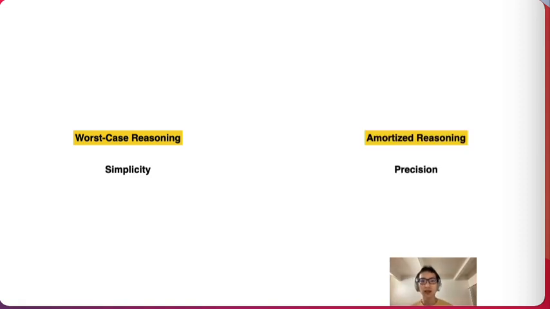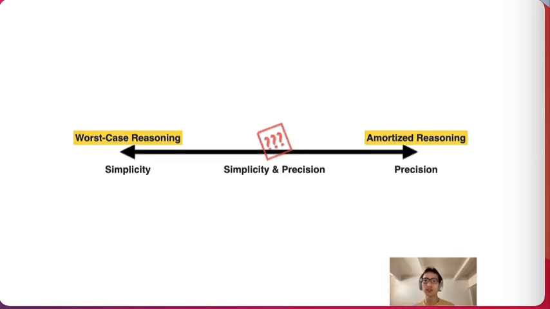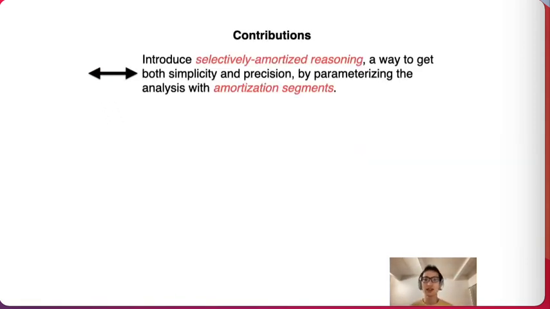To summarize, so far we have introduced two approaches. Worst-case reasoning is simple, but it is not precise enough. Amortized reasoning is precise enough, yet it is highly complicated. Wouldn't it be great if there exists an approach that is both simple and precise? Wouldn't it be even more great if we can arbitrarily adjust the simplicity and precision? This is exactly our contribution.